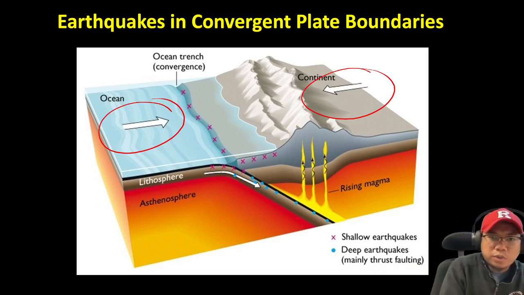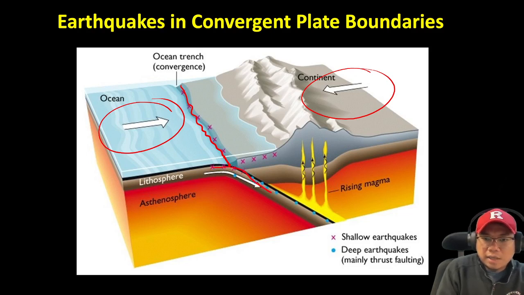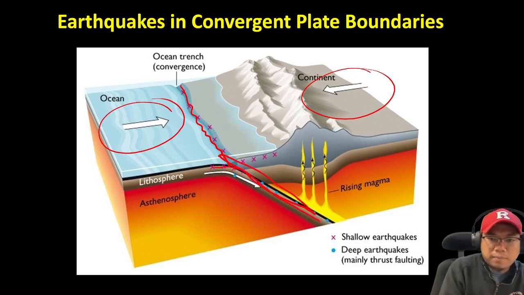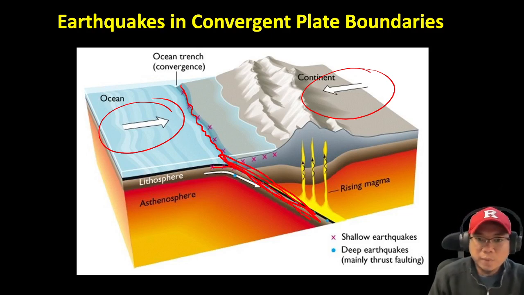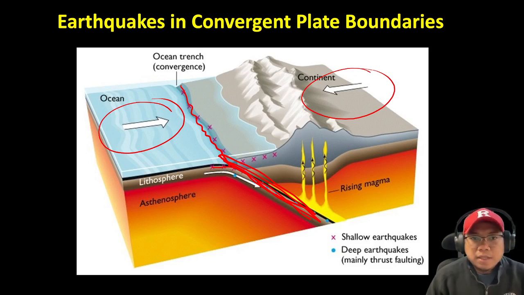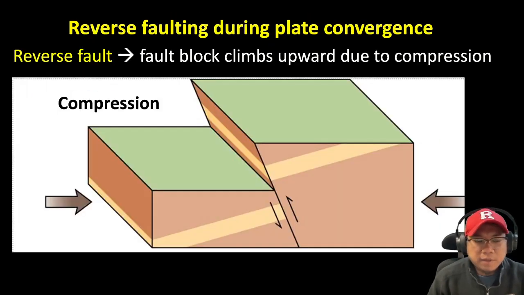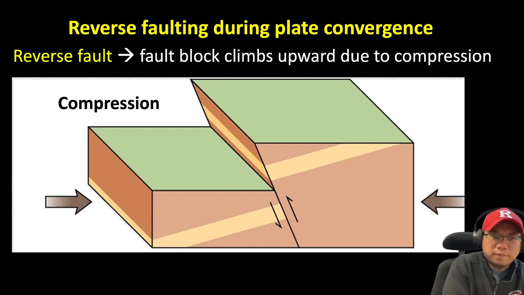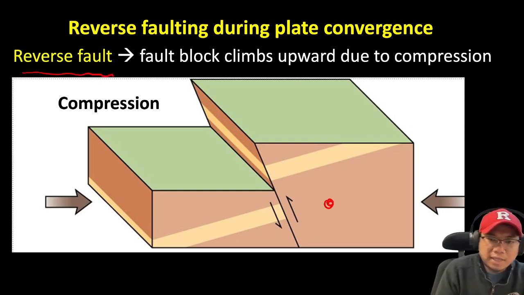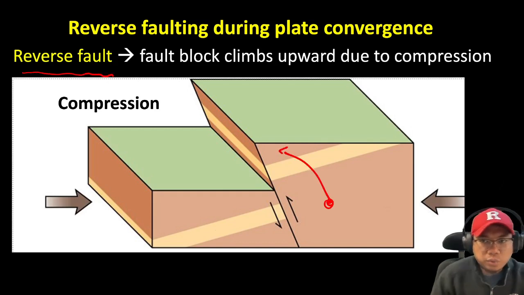Okay, so earthquakes will happen along the trench, where this is the site where the two plates collide, or it can also rub against each other at depth here. This would also be part of the earthquake zone within convergent plate boundaries or within subduction zones. Okay, so remember that earthquakes happen along faults, and the type of fault that could happen along plate convergence is called the reverse fault. A reverse fault is when you have a block that climbs upward due to compression.